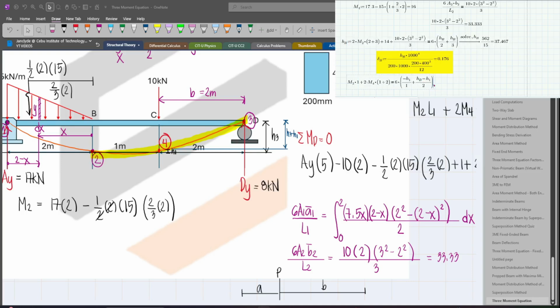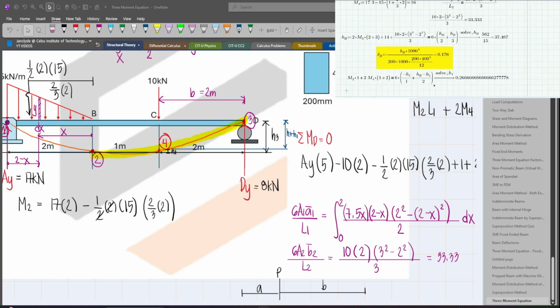Ayan. Then solving H1, we would obtain this value. 0.267. Now, it came out to be positive, meaning our assumption is correct that 0.4 is above 0.2. Now, what if we made the wrong assumption?